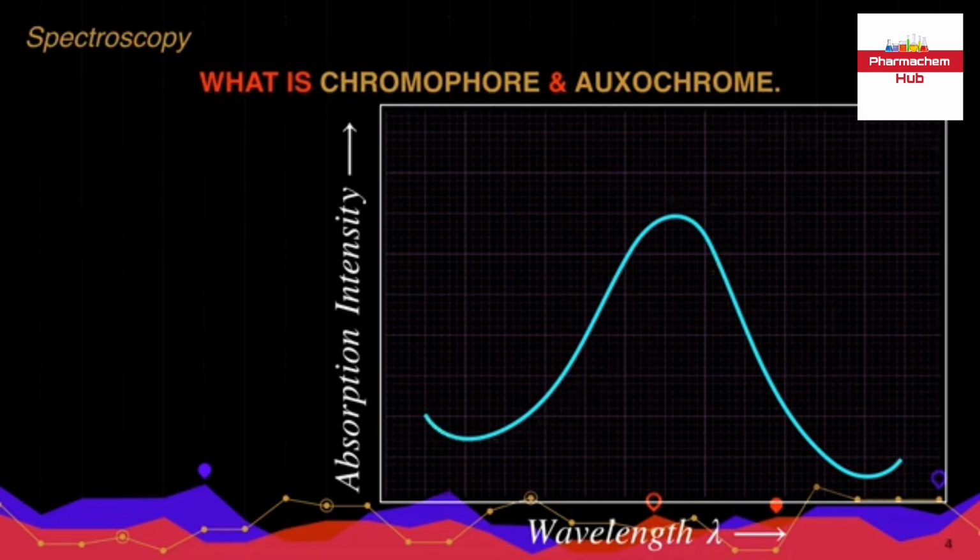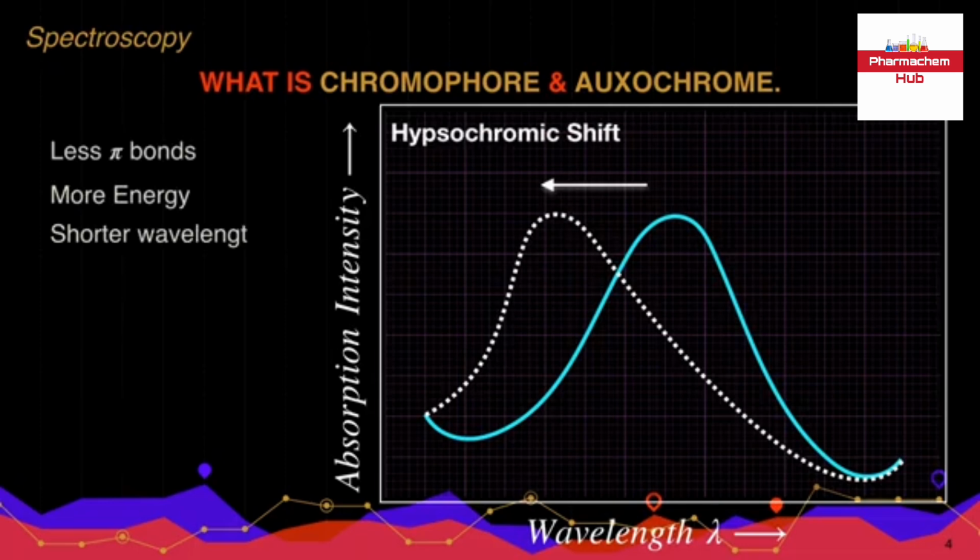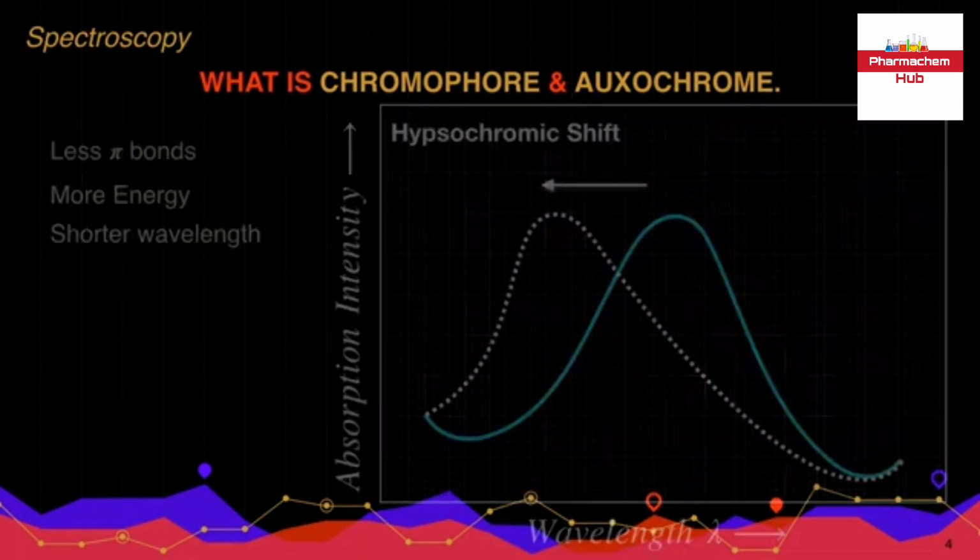On the contrary, if the conjugation is reduced, energy gap between bonding and antibonding increases, and thus wavelength of absorption decreases. This shift towards lower wavelength is called hypsochromic shift.